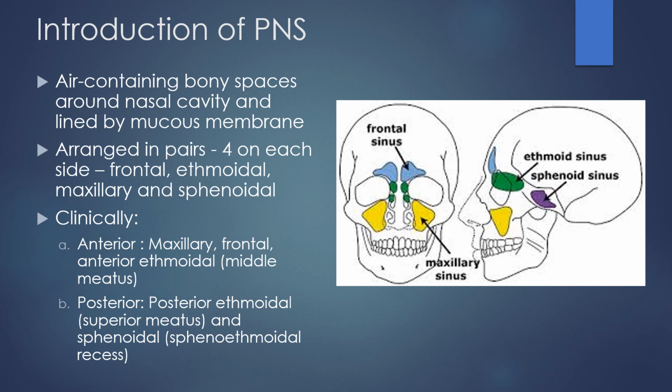Clinically, they are divided into anterior and posterior groups. Anterior include maxillary, frontal and anterior ethmoidal, and the posterior group includes the posterior ethmoidal and sphenoidal air sinuses.